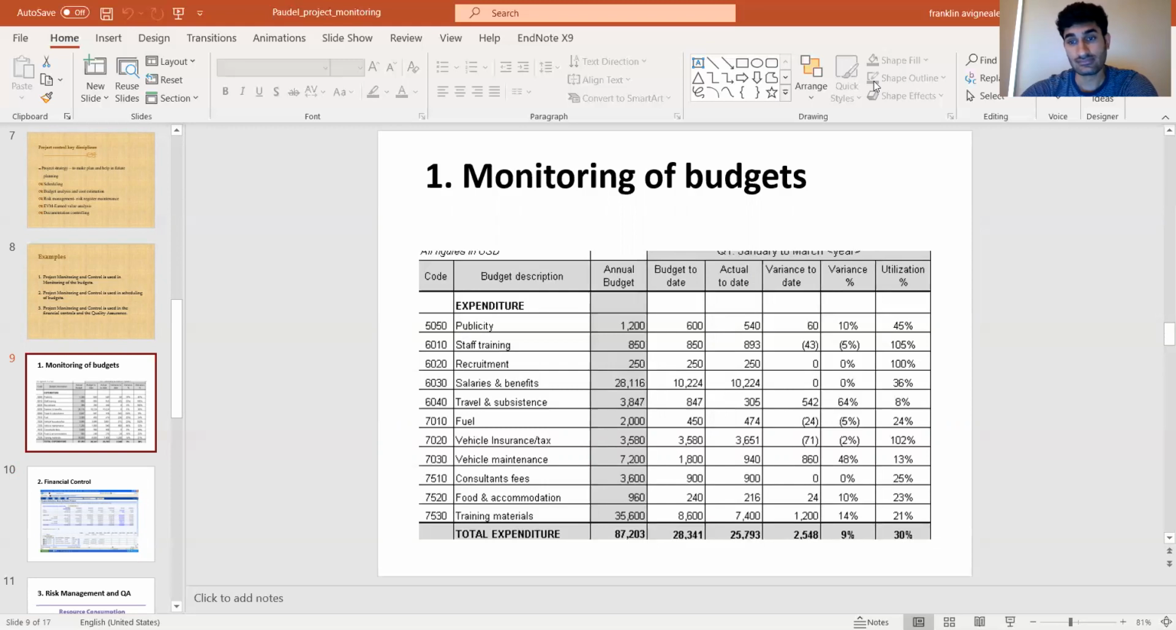Here the variance percentage and the utilization percentage have been calculated. That helps us in estimation of the budget, makes decision making easier, and also helps in making our project successful. So this is monitoring of the budget of certain projects.